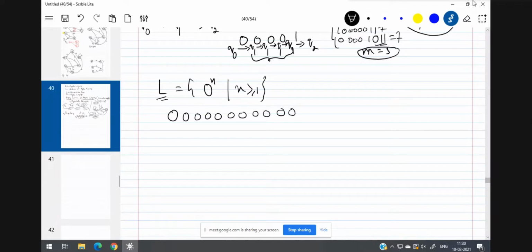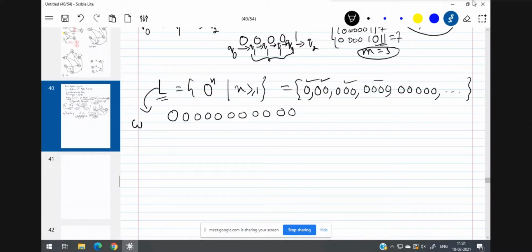So the pumping lemma, I'm going to explain. Out of this language, take a string of it. Language is nothing but a collection of strings. In this case, this will be 0, 0, then 0, 0, 0, 0, then 0, 0, 0, 0, 0, and so on. This is a collection of strings. Out of this collection, I'm going to take one string that will be represented by W. It's up to you whether you take this, this, this, or this.